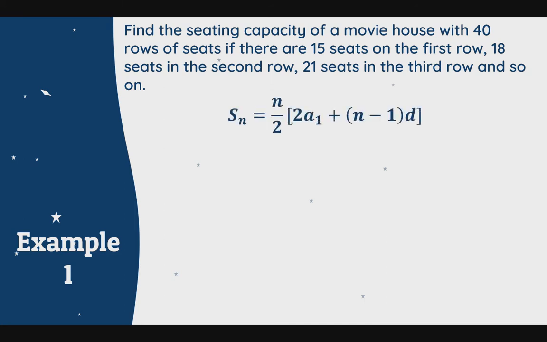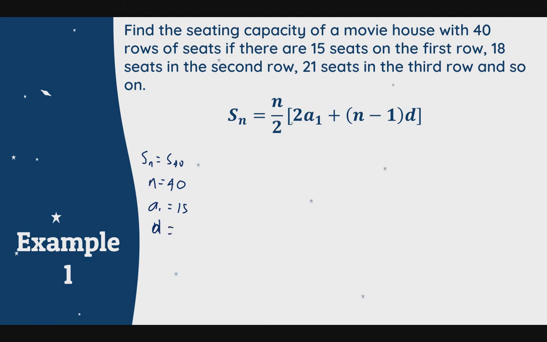So, ito na po ang ating equation na gagamitin. Again, we are looking for our S sub n, which is S sub 40. We are looking for the sum of 40 rows. So, basically, our n is 40. Our a sub 1, or the first term, is 15. Our d pala. D is equal to what?